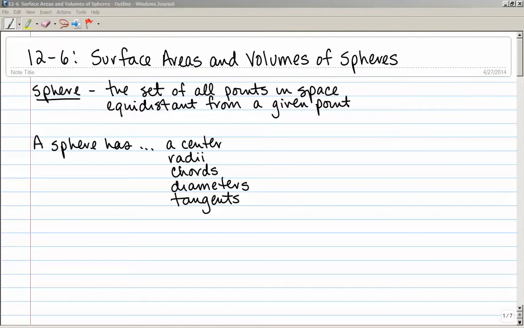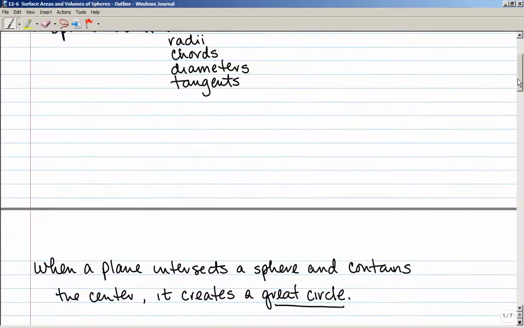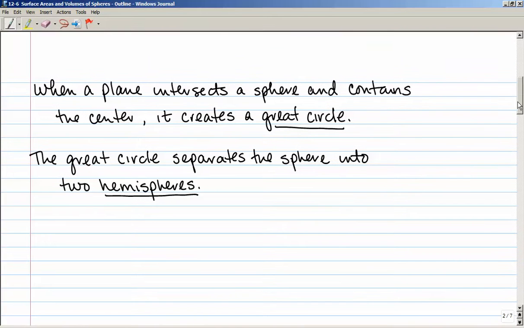As such, a sphere has a center, it has an infinite number of radii, chords, diameters, and tangents, just as though a circle would. When a plane intersects a sphere, and that plane contains the center, it creates what we call a great circle. The great circle separates the sphere into two hemispheres, or half spheres. Picture a cereal bowl that has a lid on top of it. That would be the hemisphere.